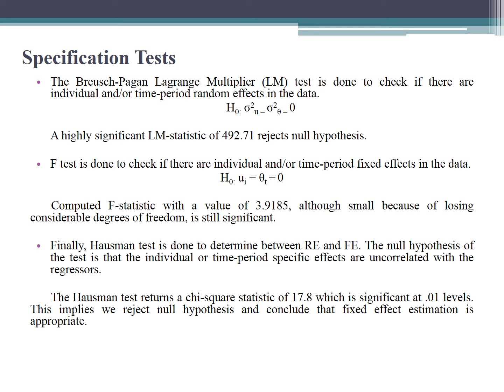Here, the Hausman test returns a chi-square statistic of 7.8, which is significant at 0.01 levels. This implies that we reject the null hypothesis and conclude that fixed effect estimation is appropriate compared to random effect estimation, though we have both fixed and random effects in our model.